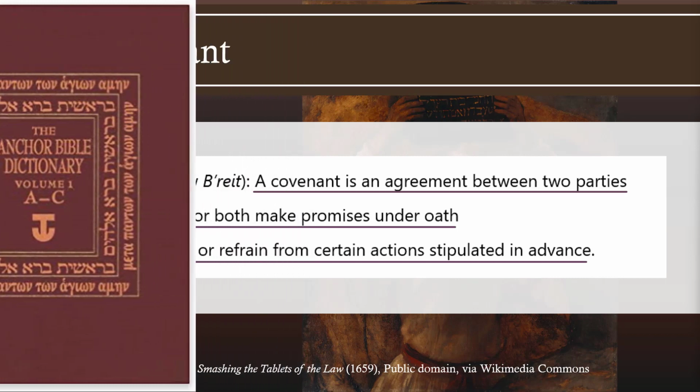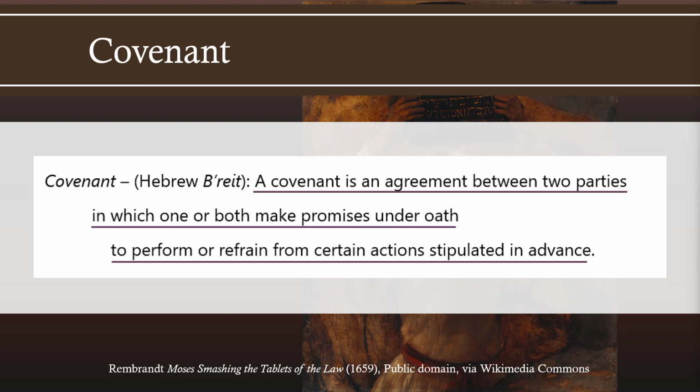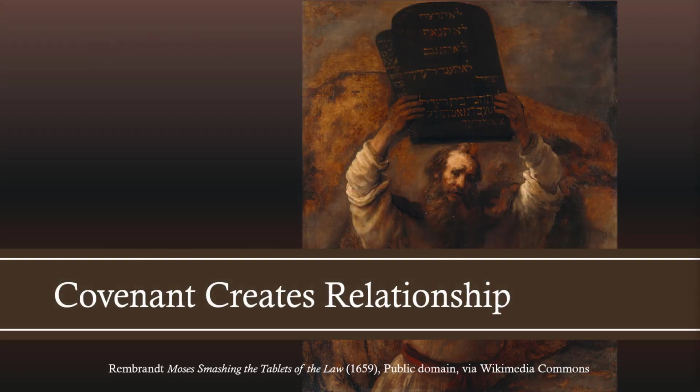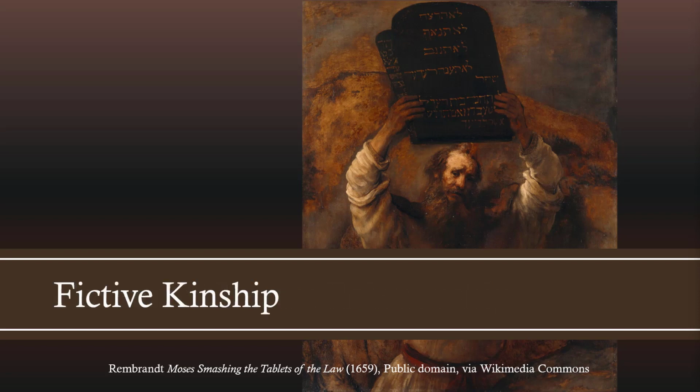So, okay. What's important about a covenant? Well, it creates a relationship. It actually creates and governs a relationship. So again, God wants to covenant with us. As soon as you hear that word covenant, we're in a relationship. That's what makes God so awesome. So it creates relationships, and we're going to look at a word called fictive kinship. No, we're going to look at 2 words. Fictive kinship.